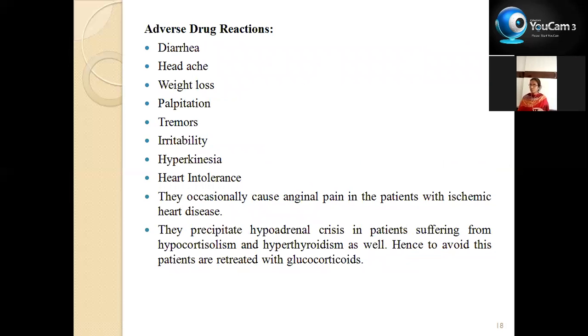Adverse drug reactions are diarrhea, headache, weight loss, palpitation, irritability, heat intolerance, and it also causes anginal pain in patients suffering from ischemic heart disease. It can also precipitate a hypoadrenal crisis in patients suffering from hyperthyroidism. Hence, to avoid this, these patients are pretreated with glucocorticoids.